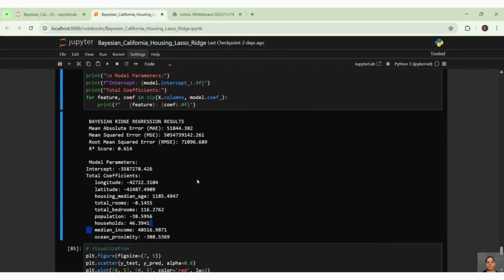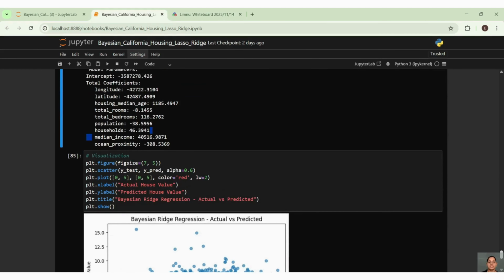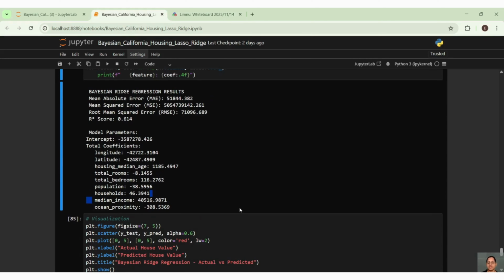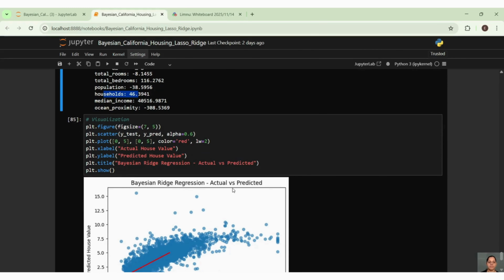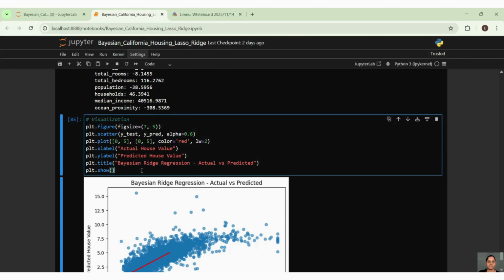So these are the final coefficients which we got after your Bayesian ridge calculation or the estimation. And you can see that it has not made any of these coefficients 0. However, it has reduced them. You can see total rooms is very less. Then population is very less and households is less as compared to the other coefficients. Then we can plot it: what is the actual house value and what is the predicted house value, and let's see how we are getting.